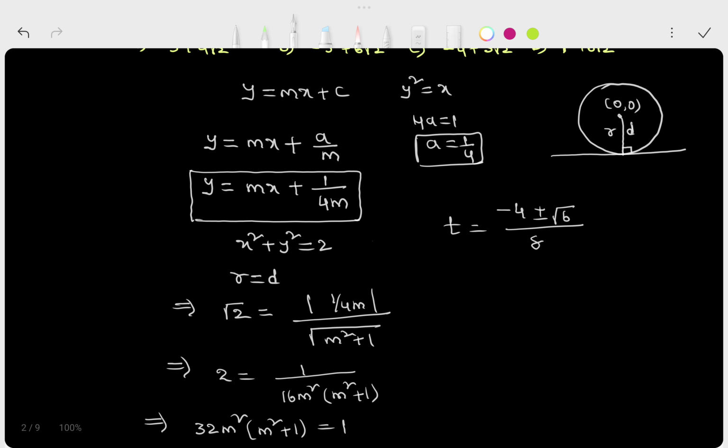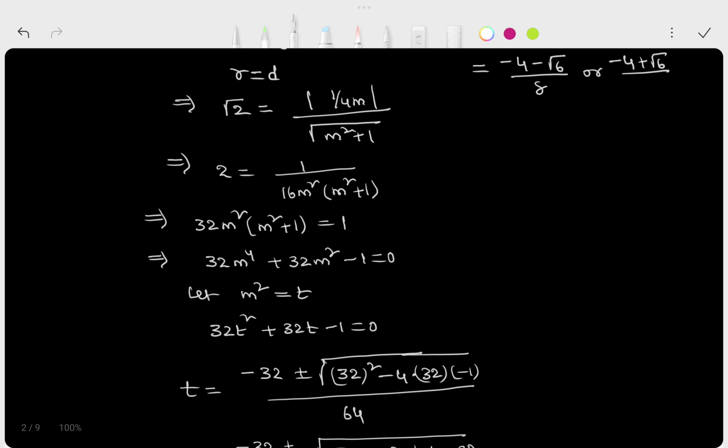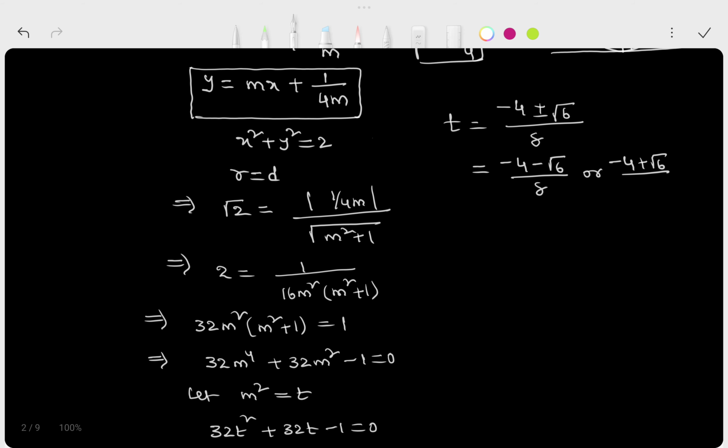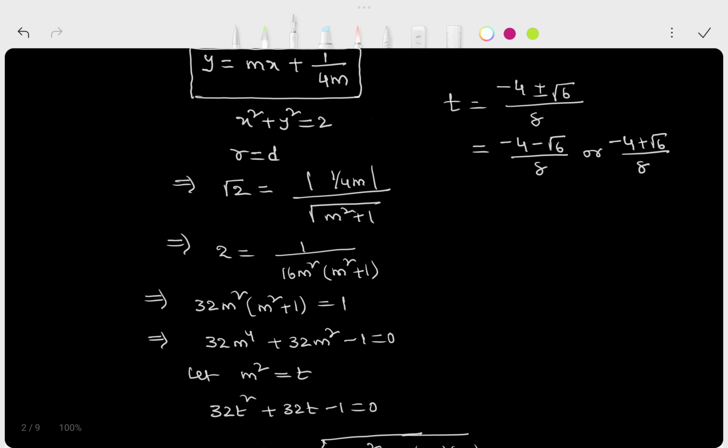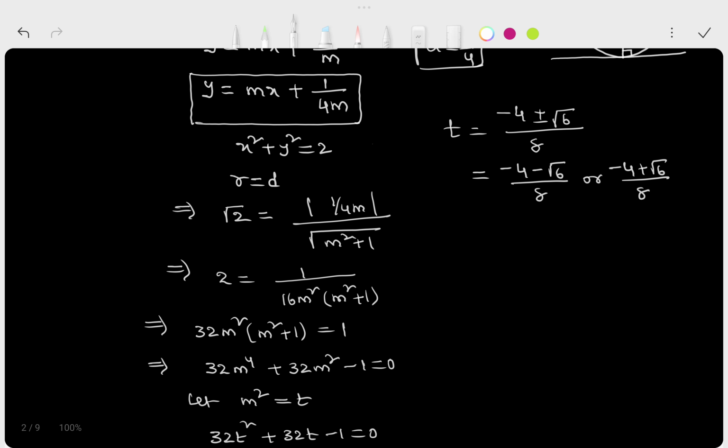Now this value will be minus 4 minus root 6 whole divided by 8, or this value will be minus 4 plus root 6 whole divided by 8. Now my question is, t square is equal to what? m square value. So now in this one, minus 4 minus root 6 by 8 or minus 4 plus root 6 by 8.